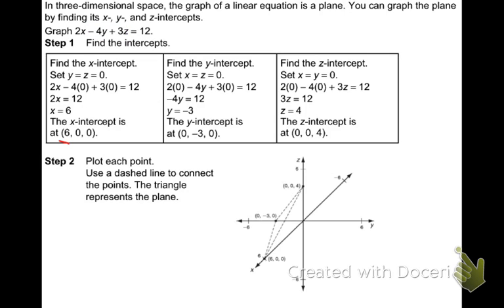If I want to find my y-intercept, what am I going to cover up? The X and Z. What's my y-intercept? 0, negative 3, 0. And if I want to find my z-intercept now, what am I going to cover up? The other 2. And I get 0, 0, 4. Okay? And then I'd connect all my dots basically there.